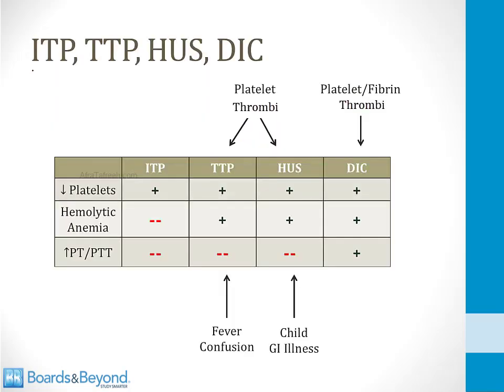So there are 4 bleeding disorders that involve platelets. They all have 3 letters: ITP, TTP, HUS, and DIC, and they can sometimes be confusing, so here's a chart just to help you keep them straight. First of all, remember that ITP only involves the platelets, so there will be low platelets but nothing else.